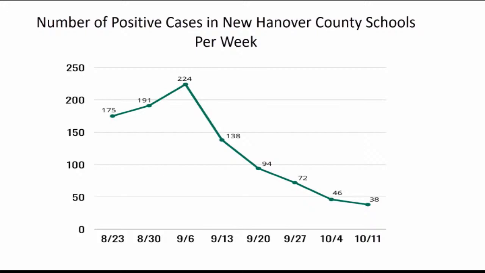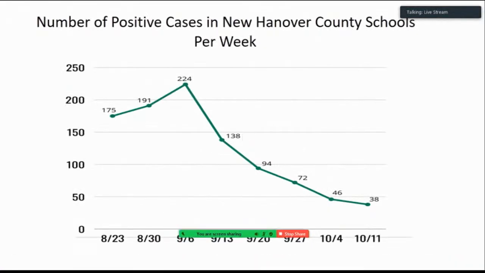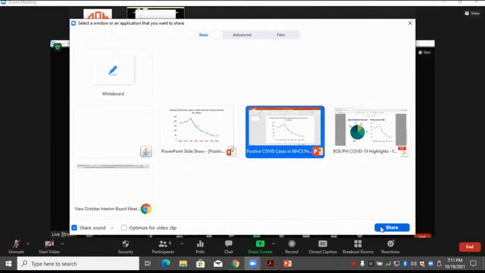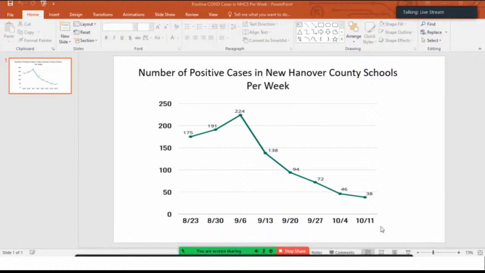And as you can see, since September 6th, we have started to decline, where last Thursday, we run our weeks from Friday to Thursday, and so last Thursday for that previous week, we had 38 positives throughout all schools, and that was very, very encouraging. Obviously, we tend to see more positives among our athletic teams, but we are certainly doing everything we can to work with the school system to help address that.